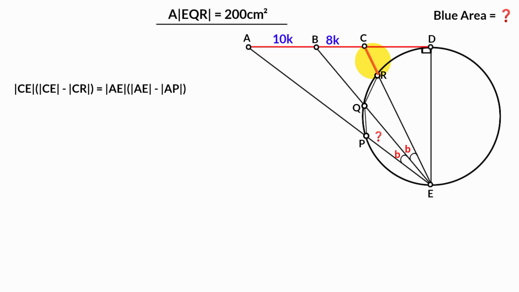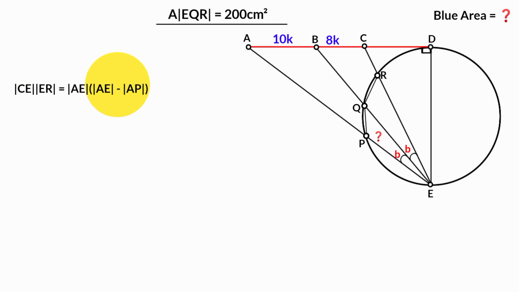From line CE minus line CR, this is line CE and this is line CR. So line CR is a segment of line CE. That is, if we subtract line CR from line CE, we'll be left with this line ER. So line CE minus CR equal to line ER. That is, this line CE minus line CR is line ER. So line CE line ER equal to line AE open bracket line AE minus line AP.